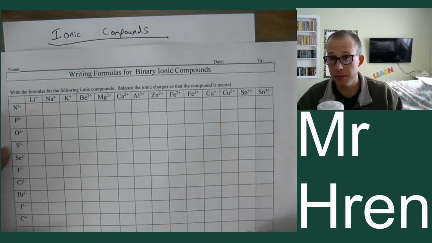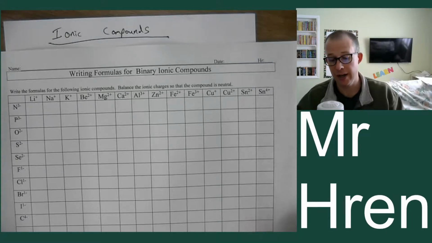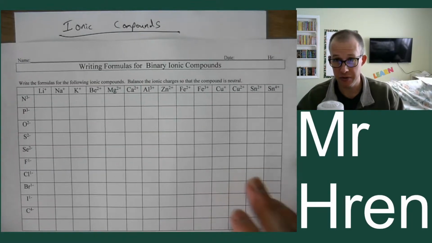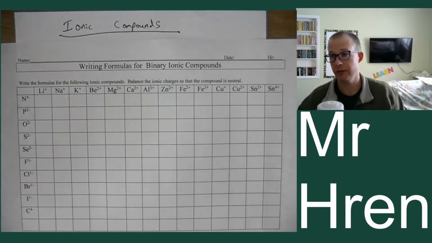All right, so now we're going to write the names, or we're going to write the formulas of ionic compounds, binary ionic compounds. Really simple, basic binary ionic compounds. This is a really simple version of basically explaining how compounds form ionically. To do this, you're going to want a few things. This is where it can get a little confusing.